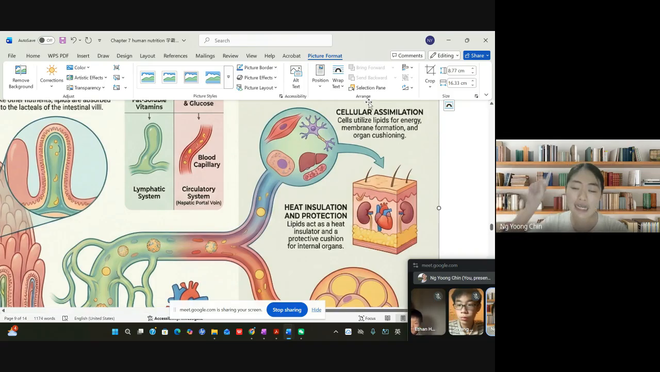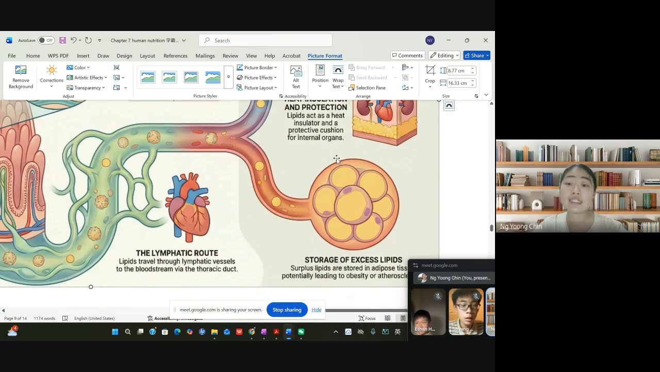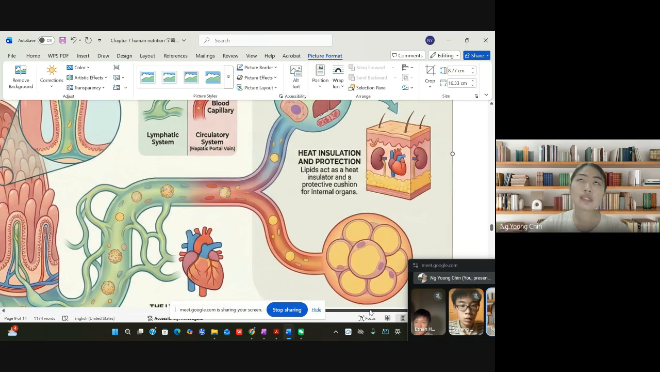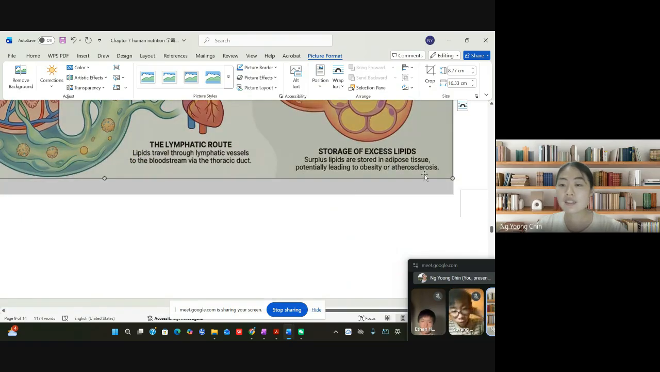Have a look, this came out in an exam before. They ask you to state a function of lipid. You can say a lipid is a cushion that protects your internal organs, an alternative source of energy, and acts like a heat insulator. Your body can also store excess lipid. If you eat too much lipid, it will be stored in your body in the form of fats, in the adipose tissue.